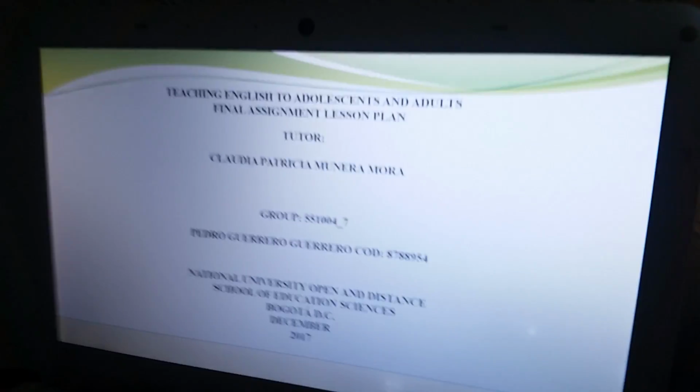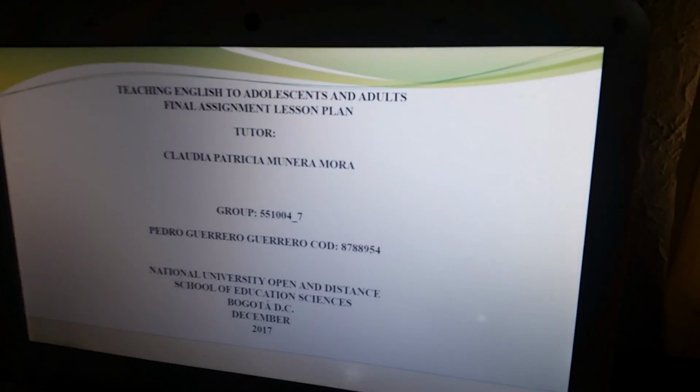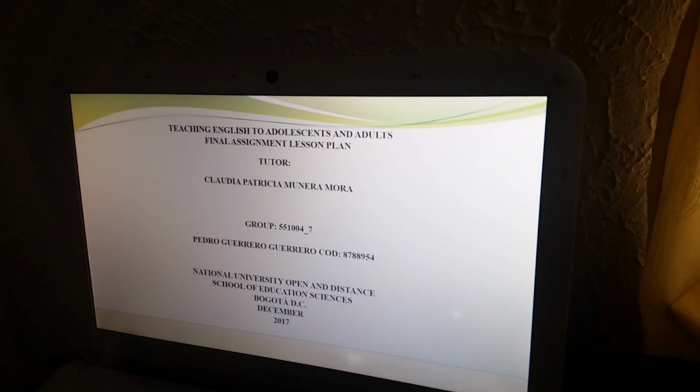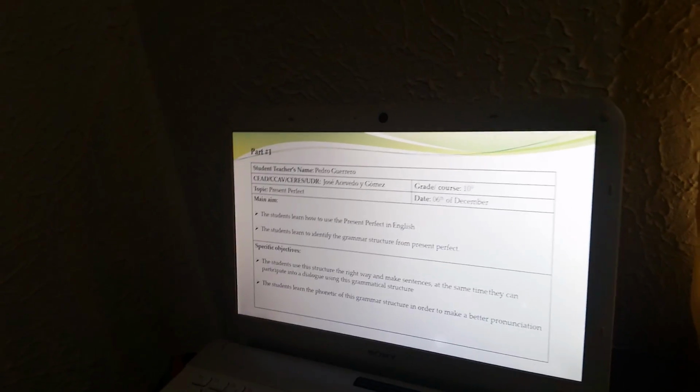And today I want to show you what the topic was and what ideas I used to design my lesson plan for the final activity. First of all, I want to say that I have divided the lesson plan in 4 parts.